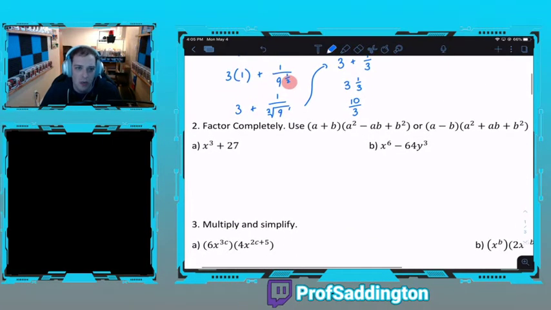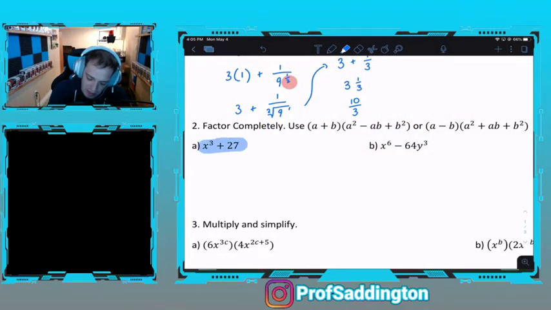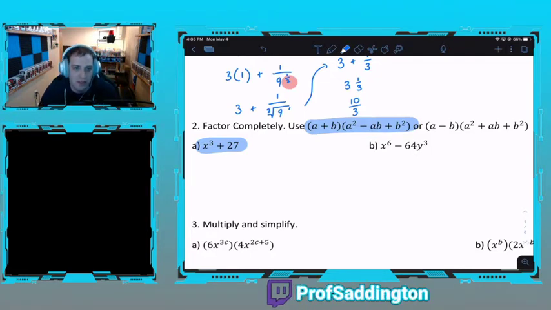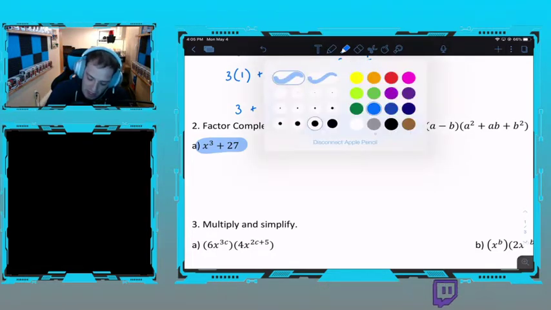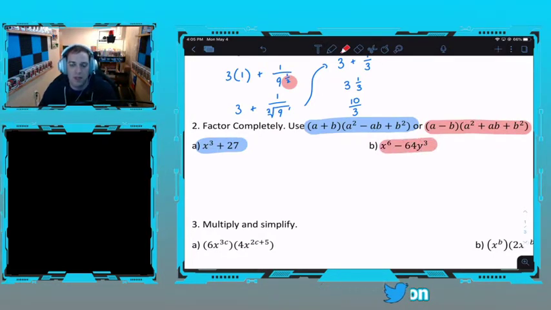Number 2, we haven't done factoring cubics in a while, so that's why I put a couple on here. I'm going to do A and B because one's positive, one's negative. So just color code it. This one's the positive, so this one is considered the positive because it begins with a plus b. This one is the negative because it begins with a minus b. So the first thing that we have to do is figure out what the a's and b's are for these functions so we can plug them in.